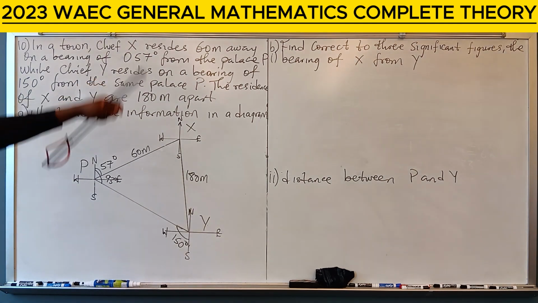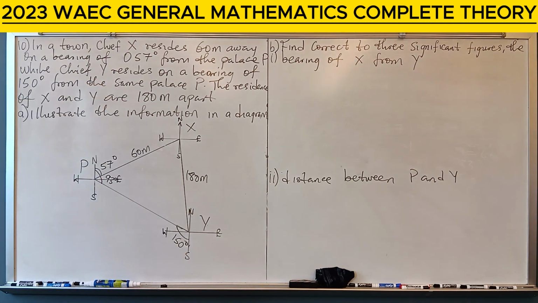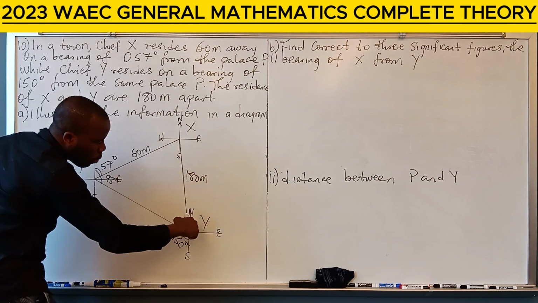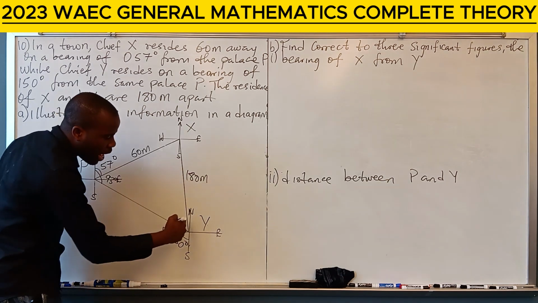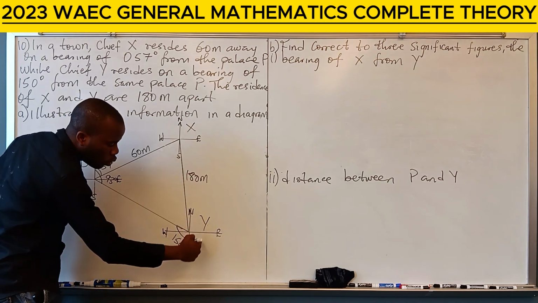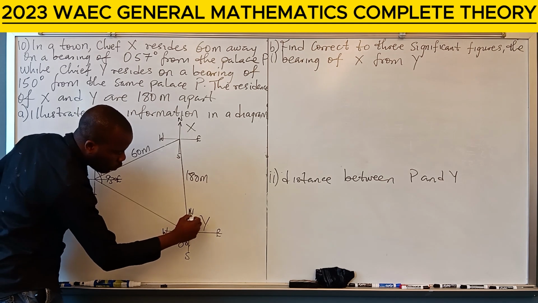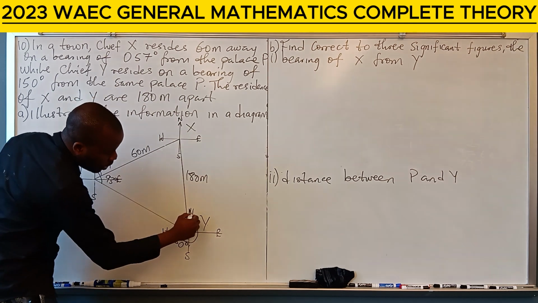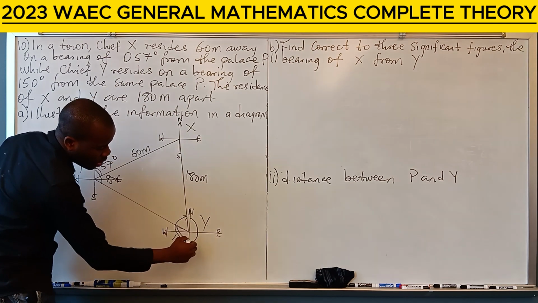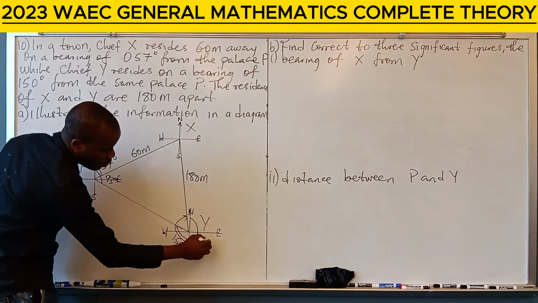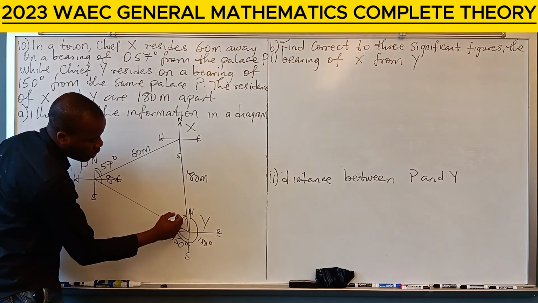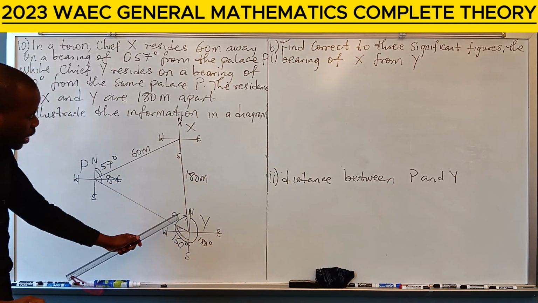The first question we are asked to find is the bearing of X from Y. So we are going to measure the angle from the north pole of Y to this point. So look at what we are looking for. We know this is angle on a straight line. This is 180. We know this is 150. So we need this angle. Let's call it alpha.